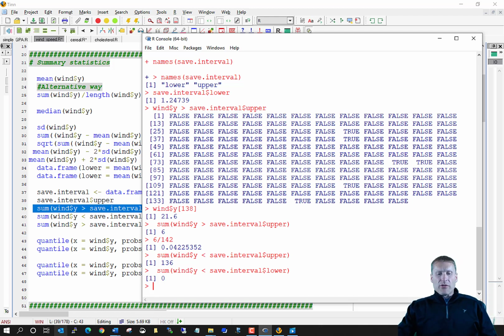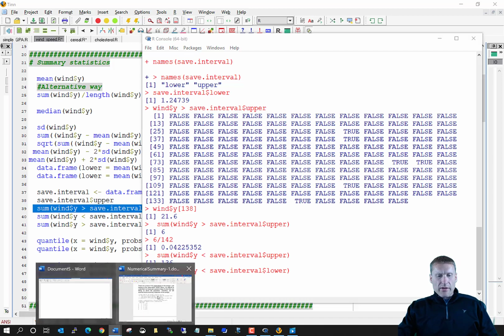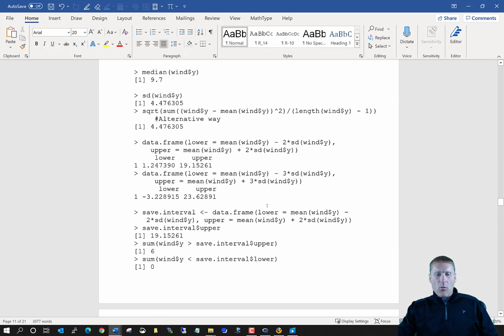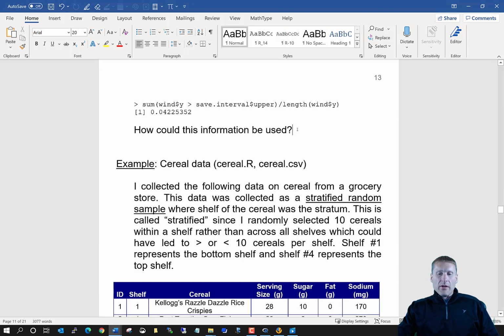And so if we go to page 13, the question is, why would this be of interest? Well, again, think of it from a wind power situation. A utility company would like to know essentially where most of the winds should be, or what the wind speeds should be most of the time. And essentially, this rule of thumb gets at answering that kind of question.